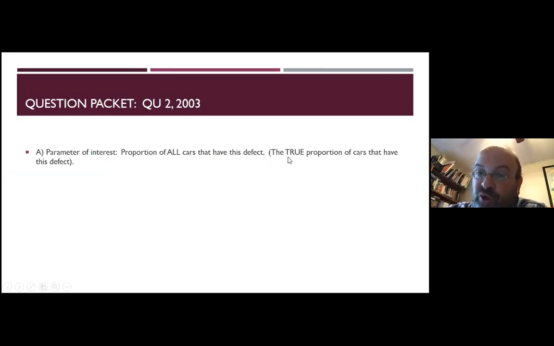This is what the readers are going to look like if you're asked for a parameter. I force my students every time they see the word parameter to write the word all. I don't give them a choice. I want to see all.